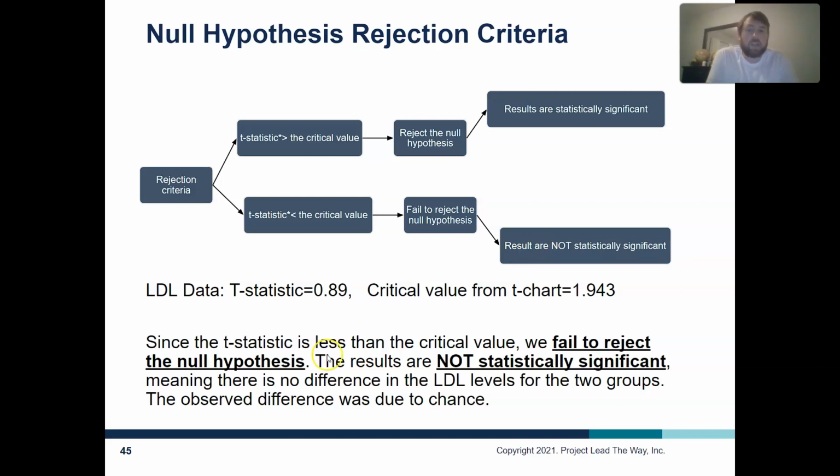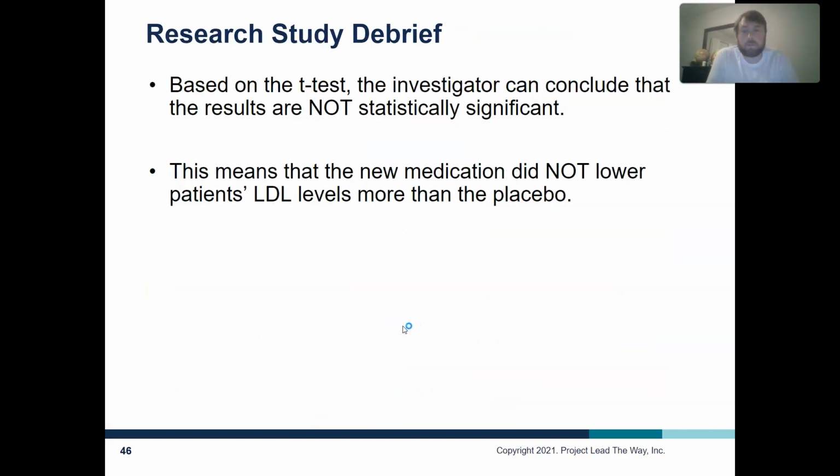So, because our t-statistic value, 0.89, is lower than our critical value of 1.943, then that means that we fail to reject the null hypothesis, and the results of our test are not statistically significant. Meaning in this particular case, there is no difference between the LDL levels of the two groups. The placebo group and the group that got the drug had basically, statistically, the same levels of LDLs by the time they were done with the treatment. And this observed difference was basically due to chance. We got lucky that the medication worked in the way that it did. So based on the t-test, the investigator can conclude that the results were not statistically significant. This means that the new medication did not lower the patient's LDL more than the placebo.